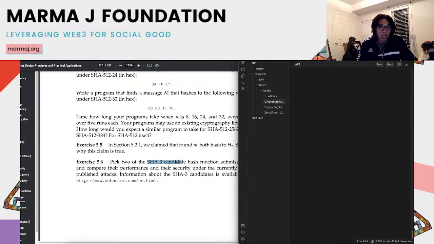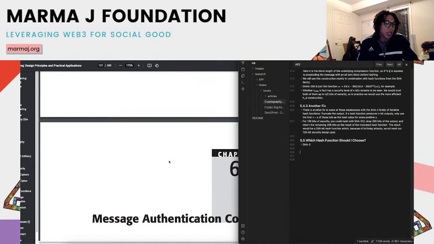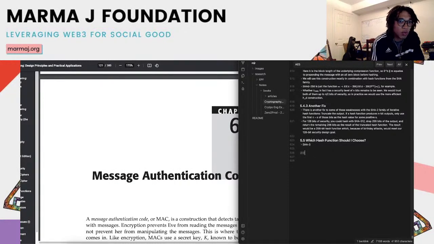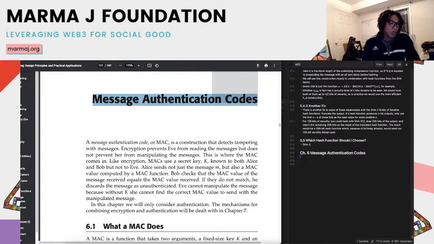In terms of the textbook, I will get the next one set up. So I think it's this CH6, message authentication codes. Generally, a message authentication code, or a MAC, is a construct that detects tampering with messages. Encryption prevents you from reading messages. It does not prevent tampering, so the MAC comes in. Okay, we'll use the whole thing just to be cute.